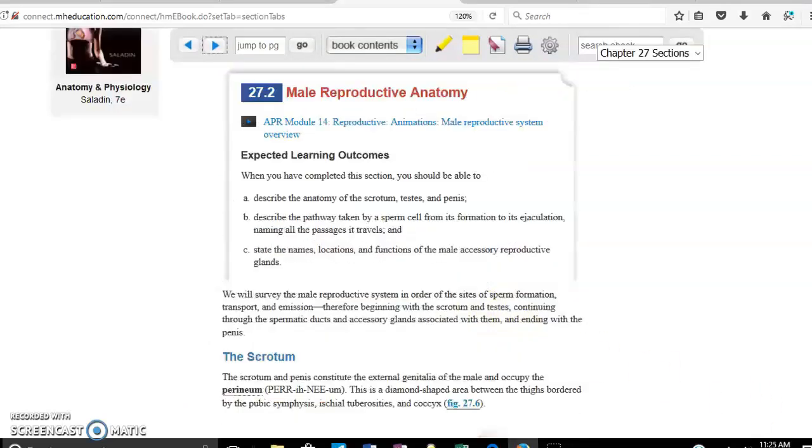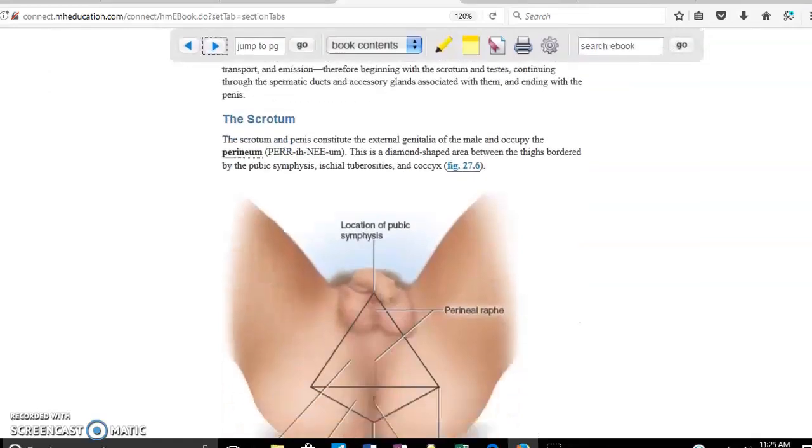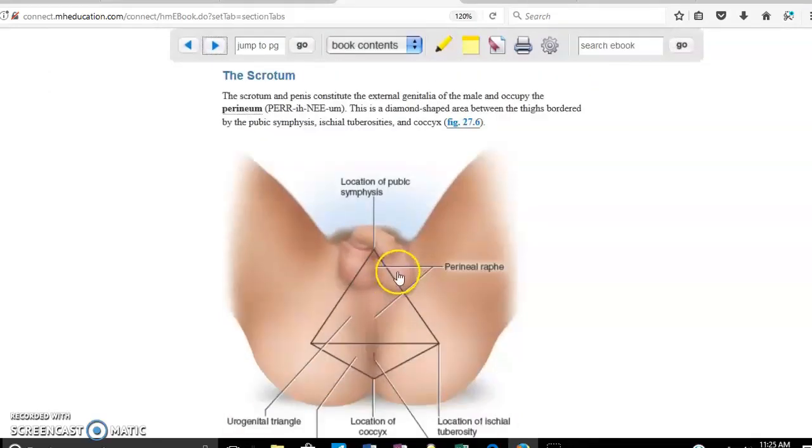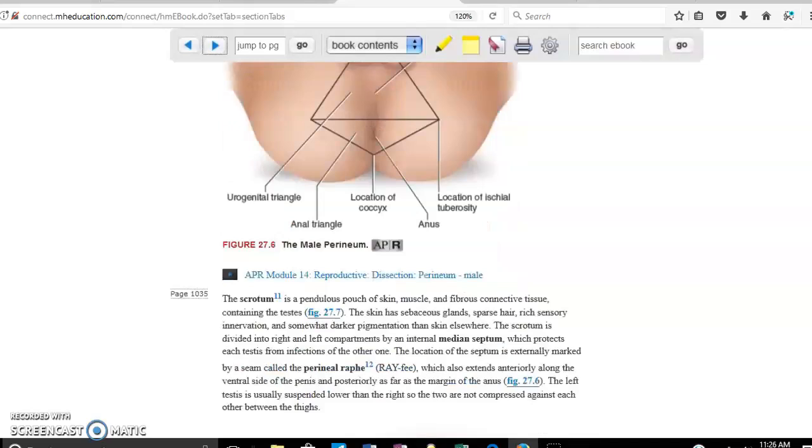Okay, the next topic is male reproductive anatomy. We see in there the first part, which is going to be the scrotum. This is like a bag where the testicles are going to be located. There's a wall in the middle, which is called the median septum, and the perineal raphe is the outside view of the median septum.